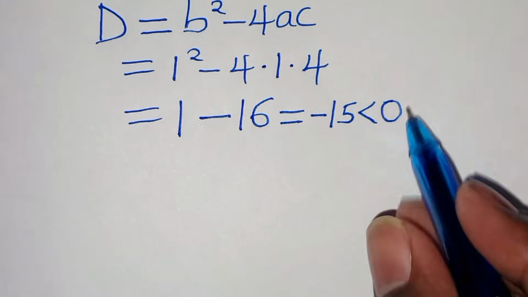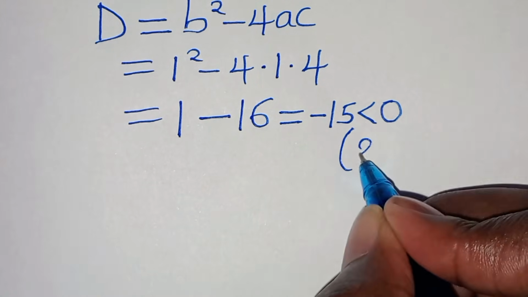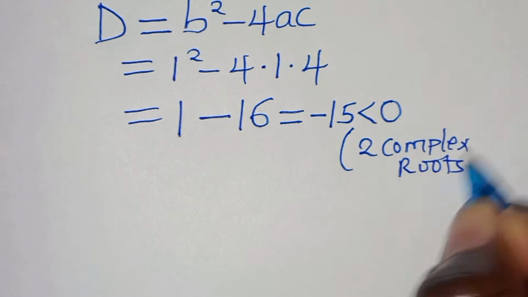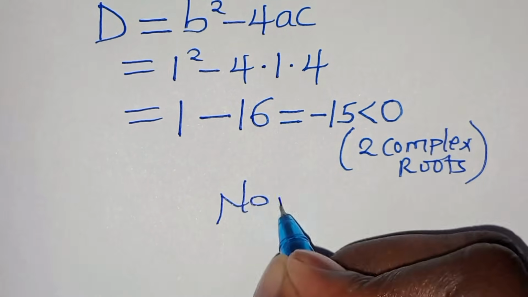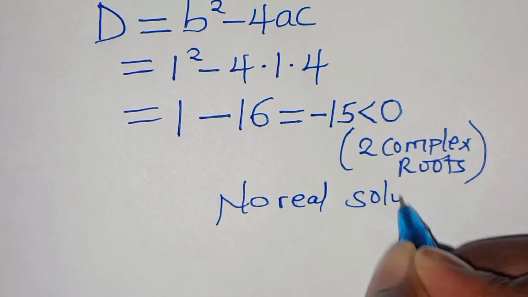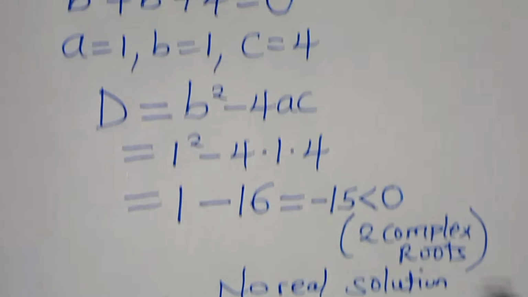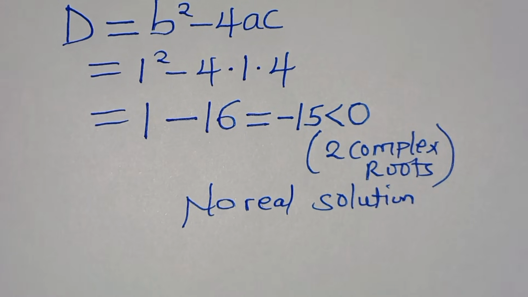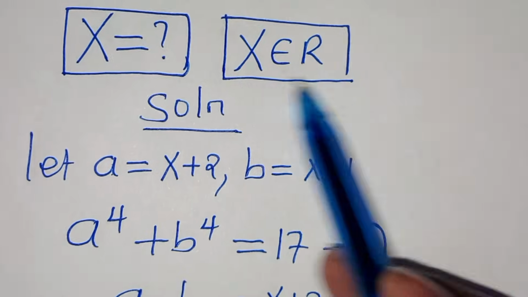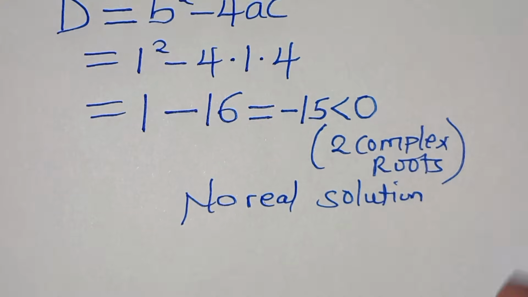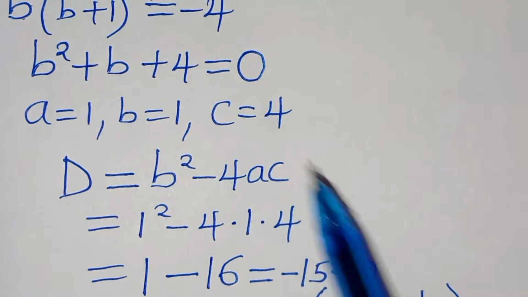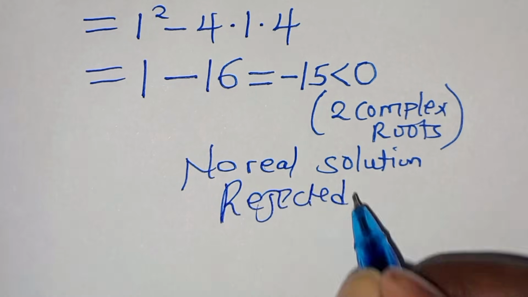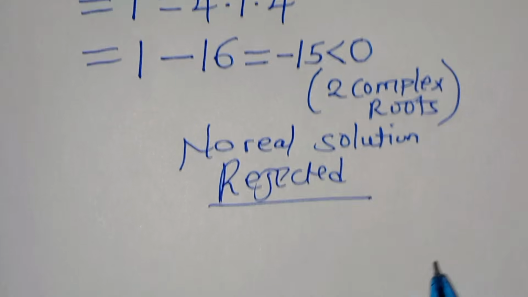What this denotes is that here we have two complex roots, and therefore there is no real solution that can be obtained from this quadratic equation. And given that x is a member of real numbers, this quadratic equation here is rejected. So case 1 is rejected. Let's proceed to case 2.